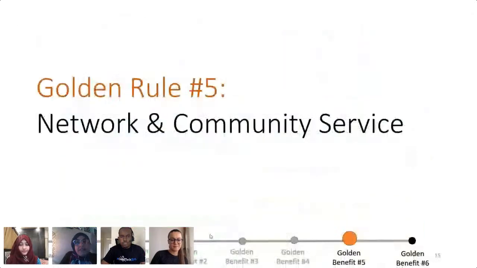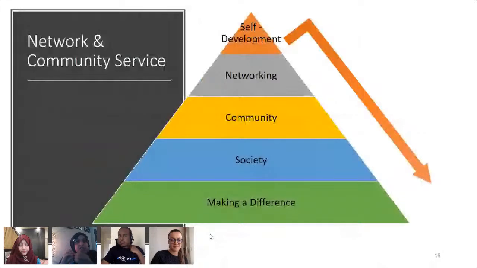And the fifth golden rule is the network and community service. We all start as students, and I was at your age one day. I know what you feel. When you are a student, you don't know where to start. You are self-centered, and you want to develop and you want to do, you have ambitions. But you feel scared.